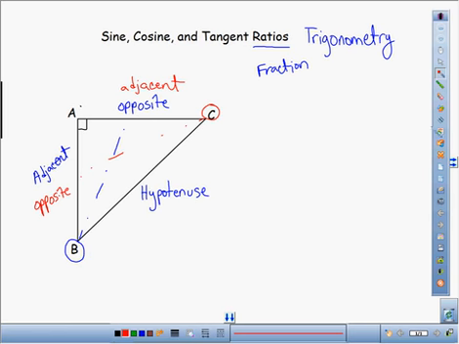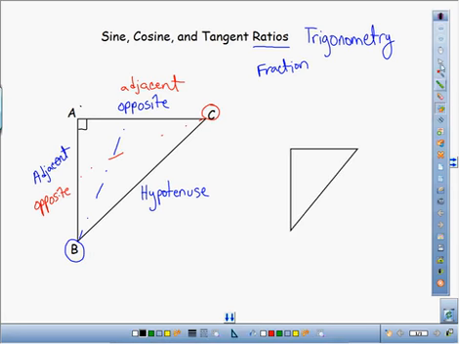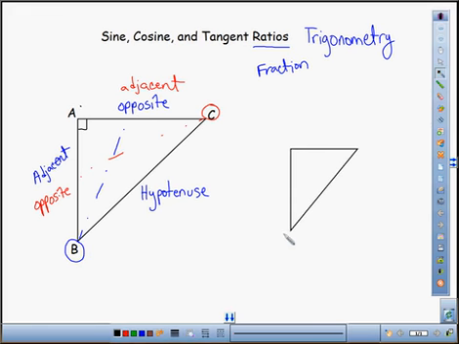So let's take a look at an example. Okay. So if we have angle E, angle F, and angle G, and I were to ask you to label the sides with respect to angle G, then we would look at angle G and say, okay, here's angle G. I know the hypotenuse is always the longest side, the one across from the right angle. So this is going to be the hypotenuse. I'm just going to use an H for the hypotenuse.